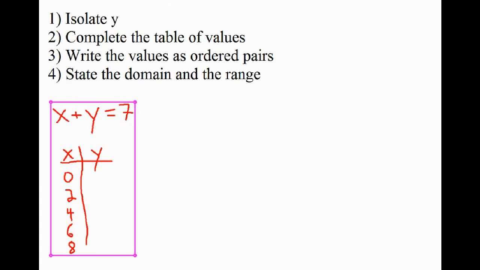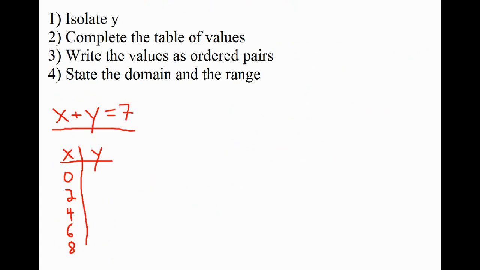Okay, so the last thing I want you to try here, to see how well you understand relations as ordered pairs, is to complete the following for this equation here. The first thing I want you to do is isolate y in that equation, and then complete this table of values. I've given you a limitation on what x can be. Find the corresponding values for y. Rewrite the values that you come up with in this table as ordered pairs, and then finally state the domain and the range. And if you are able to do that, congratulations, you now have a firm understanding of relations as ordered pairs.